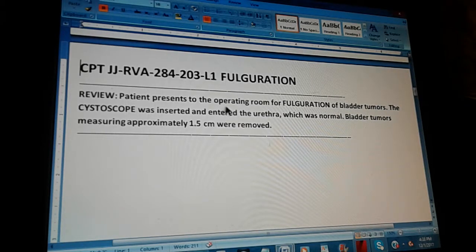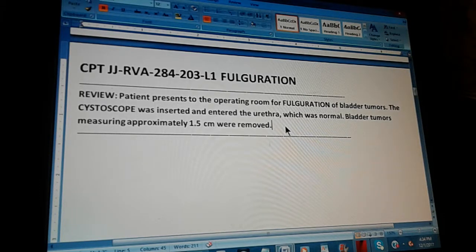Review. Patient presents to the operating room for fulguration of bladder tumors. The cystoscope was inserted and entered the urethra, which was normal. Bladder tumors measuring approximately 1.5 centimeters were removed. So this is fulguration using a cystoscopy, right? And fulguration means destruction of tissue with electricity. What they're doing is getting to the tumors, and they give us the dimension of the tumors. So that's the procedure.